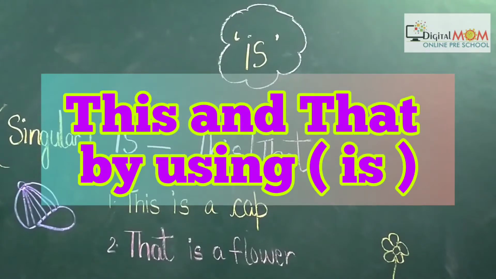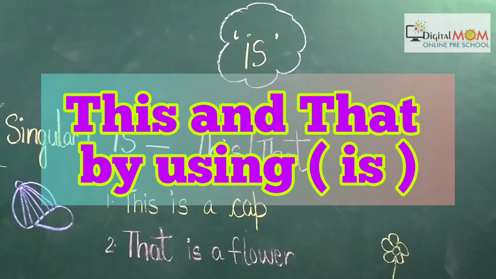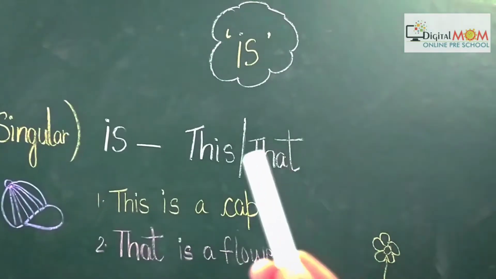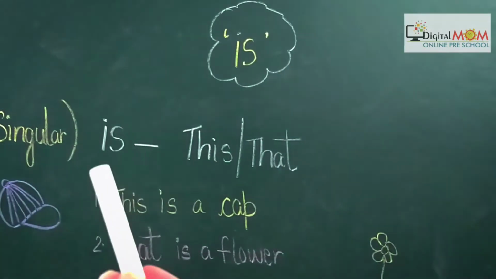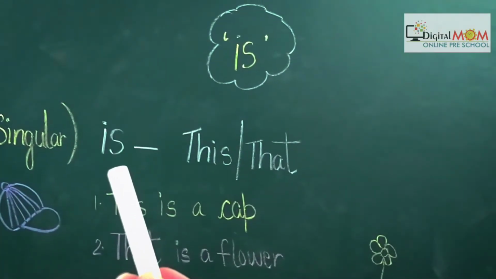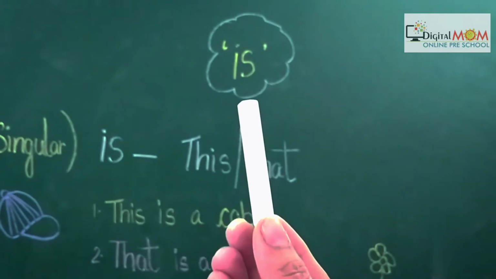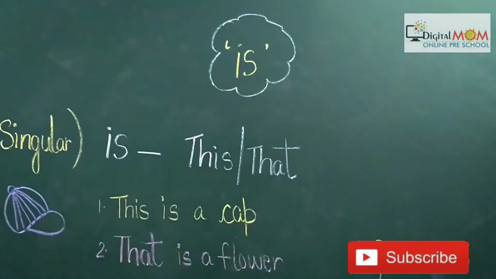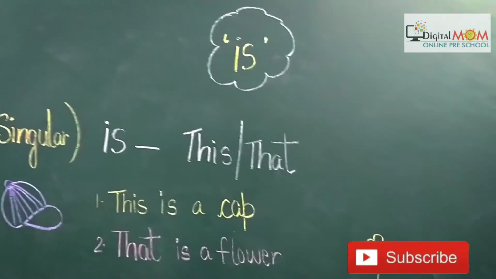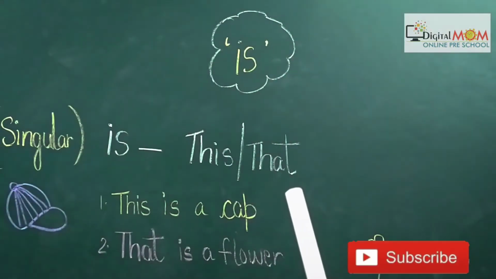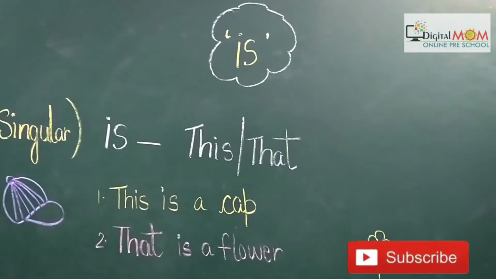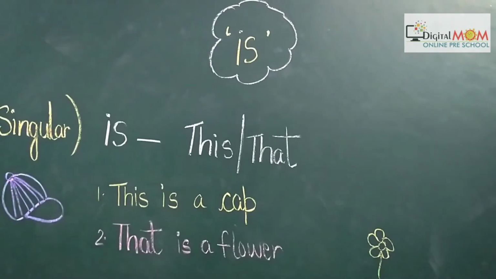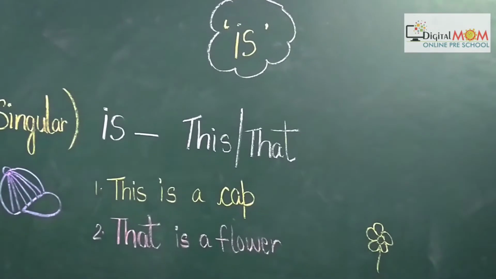Kids, let's learn how to frame sentences with this and that by using is. Do you know what is is called? As we all know, this and that are used for singular, something which is one in number.